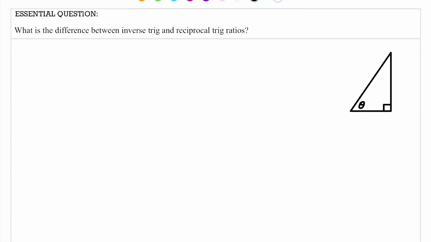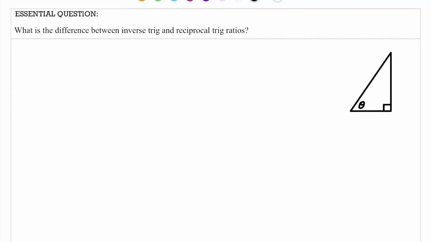This video addresses one issue that can be very confusing when you're doing trig in Algebra 2 or pre-calculus, and you are working with reciprocal trig ratios and you're solving for unknown angles using inverse trig. And so inverse trig and reciprocal trig ratios get mixed up a lot. And so let's quickly look back at our trig ratios.